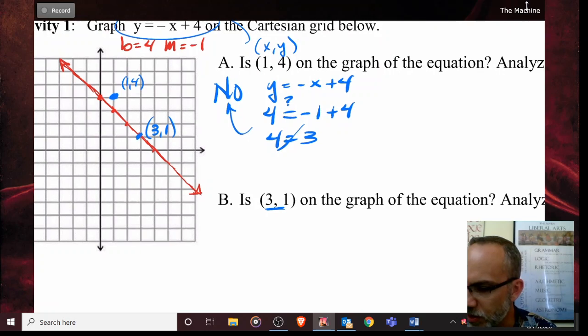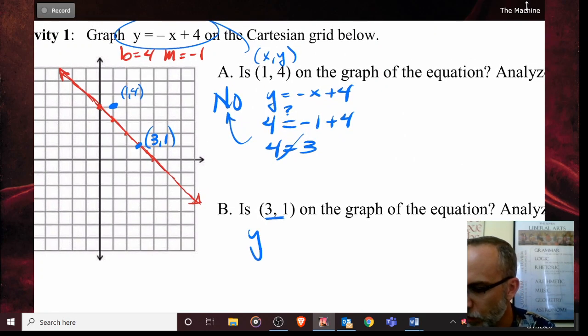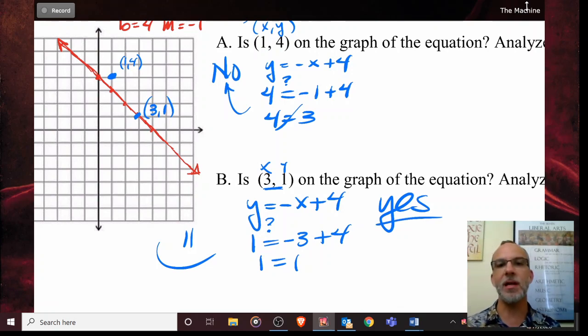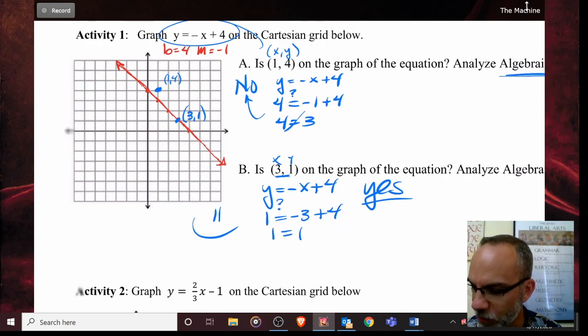So let's try this one now. The equation, what was it up there at the top? y is equal to negative x plus 4. Okay, so this is the y value there, and that's the x value. So is 1 equal to, I don't know, I'm asking, negative 3 plus 4? Well, looky there. 1 is equal to 1. Yes. And we've proved it now analytically. Good.